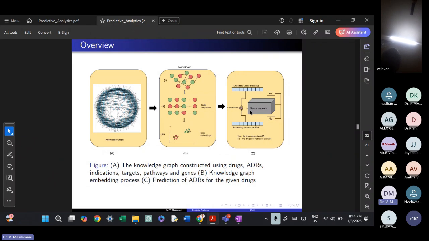And then finally, the trained model will be used for testing purposes. At that time we will extract the features using the node2vec algorithm, and we'll feed the features to this model, and this model will give yes or no. This model is basically a neural network model.